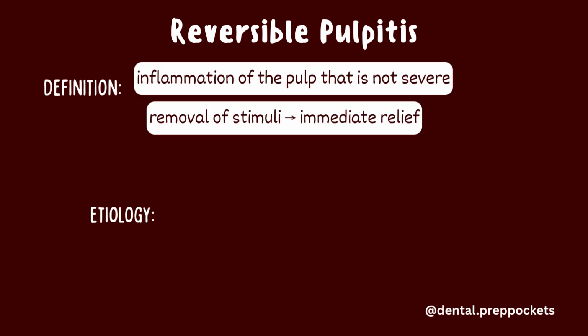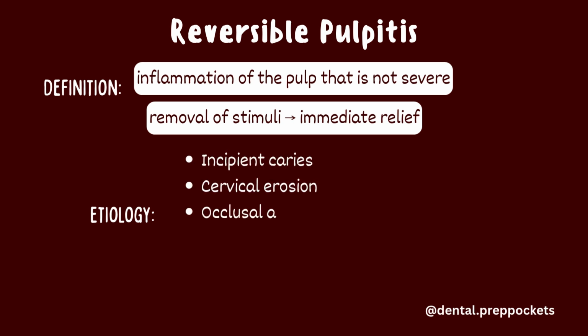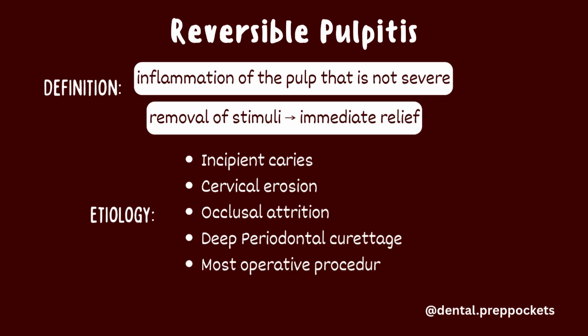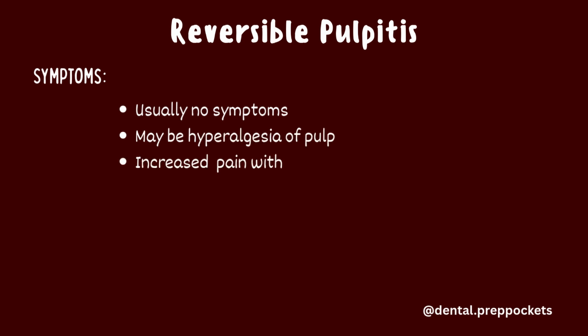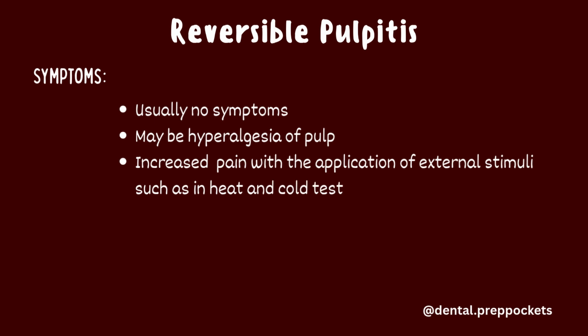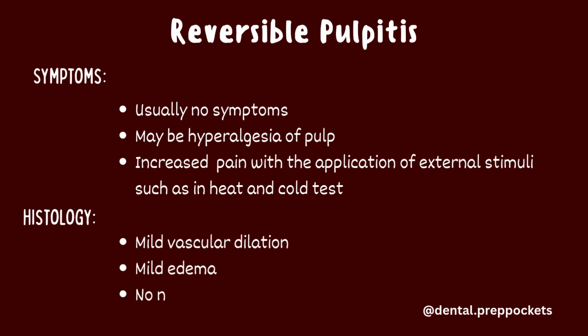How does it occur? The main causes are incipient caries, cervical erosion, occlusal attrition as in bruxism, and enamel fractures, which result in exposure of dentinal tubules. Patients with reversible pulpitis usually have no symptoms, but the application of external stimuli such as heat and cold results in an increased intensity of pain. Histologically, reversible pulpitis typically shows mild vascular dilation, mild edema, but no necrosis.